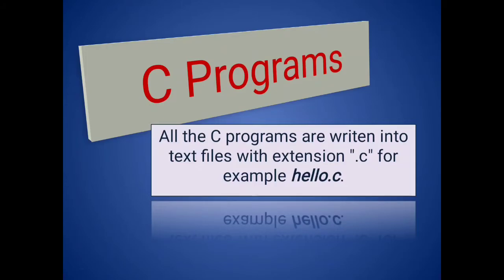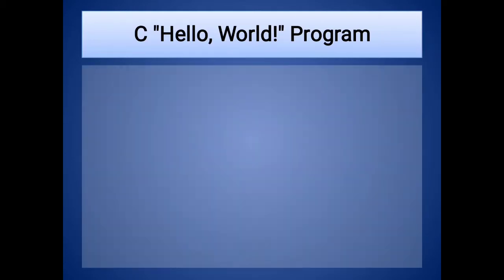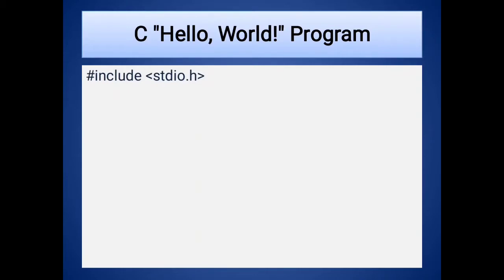For example, in this video we'll see the basic C program, the first demo C program, which is called the Hello World program. The Hello World program is saved with the name hello.c. So we'll see how we can write the program to display Hello World on the console. The first line is #include <stdio.h>.